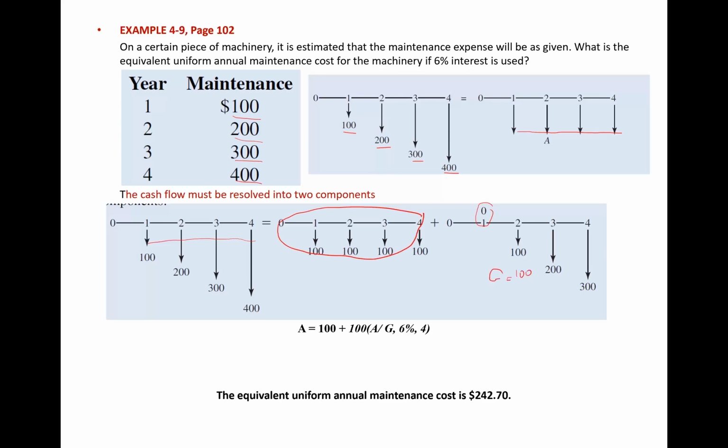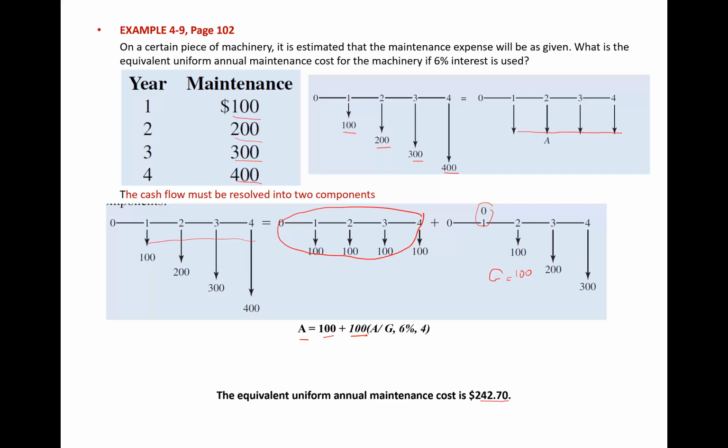Okay, so to transform this cash flow to uniform series, we already have one part that is already a uniform series. We have just to transform this cash flow to uniform series. After that we can add together. So the uniform series A will be 100 plus 100, which is G, multiplied by the factor looking for A given G, 6%, 4 years. This is given in the formula sheet. So we can calculate, and the equivalent uniform annual maintenance cost will be $242.7.